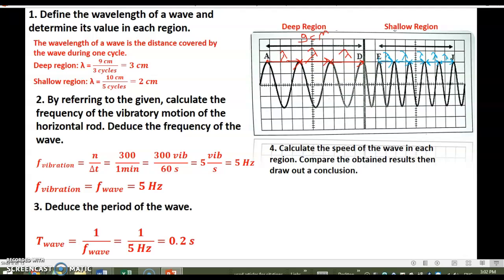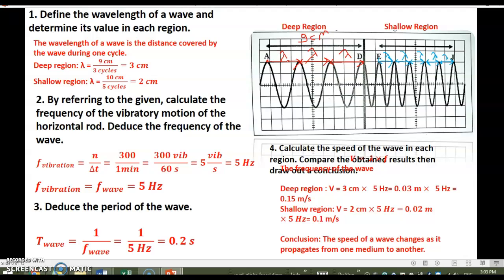Calculate the speed of the wave in each region, compare the obtained results, then draw out a conclusion. So calculate the speed of the wave in each region. This means that maybe the speed is changed. We can expect this because we know that the same wave keeps the same frequency as it propagates from one medium to another. But since here the wavelength of the same wave changed, this is due to the change of the speed. So now let's check mathematically if this agrees with our acquired knowledge or not.